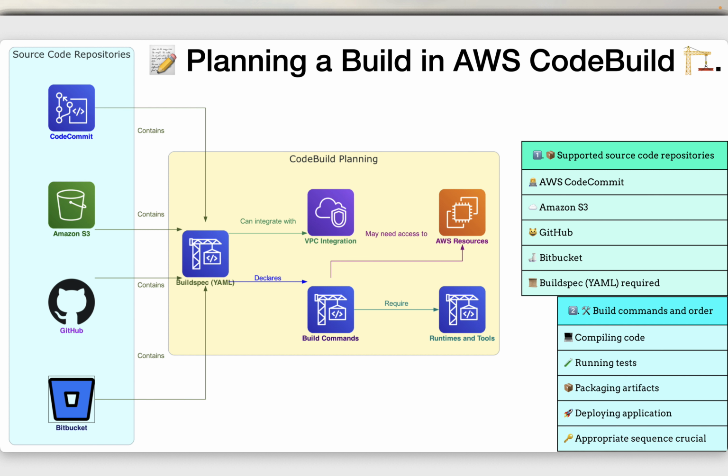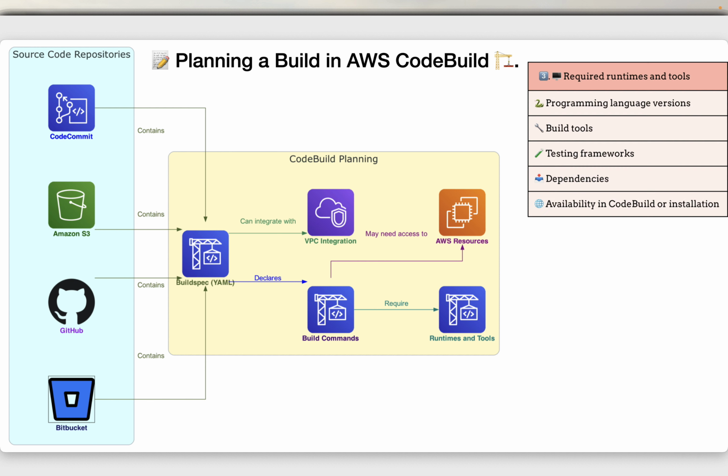When planning a build in CodeBuild, consider the specific build commands you need to run and the order in which they should be executed. This may include tasks such as compiling code, running unit tests, packaging artifacts, and deploying the application. Defining the appropriate sequence of commands is crucial for a successful and efficient build process.